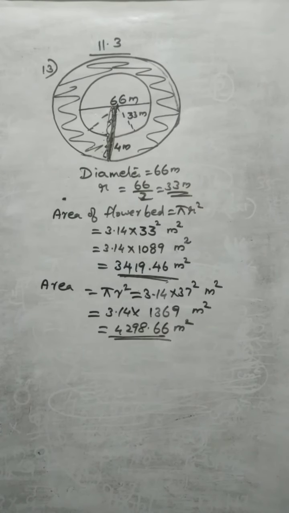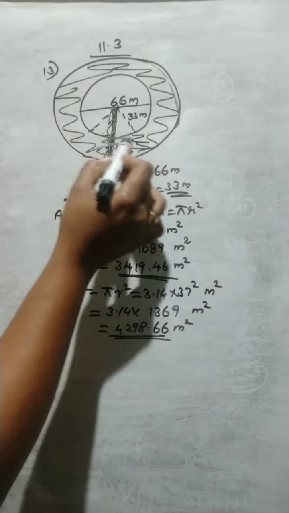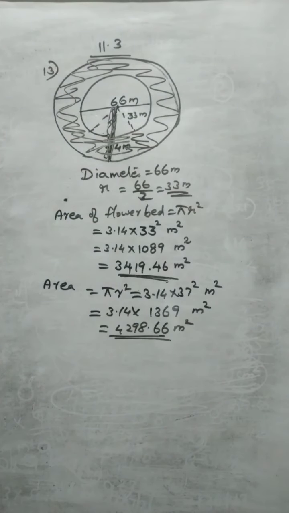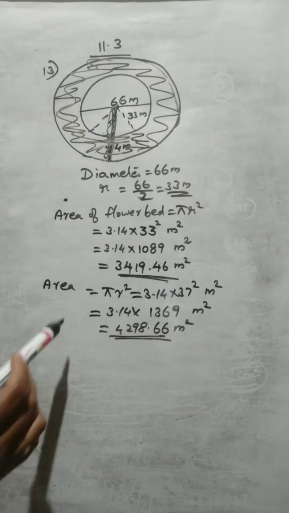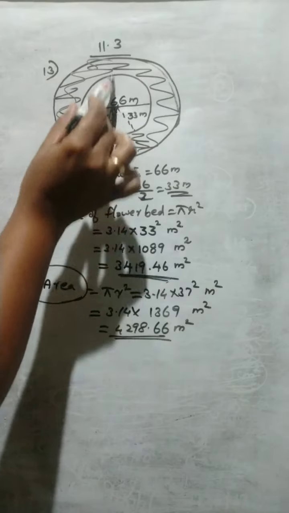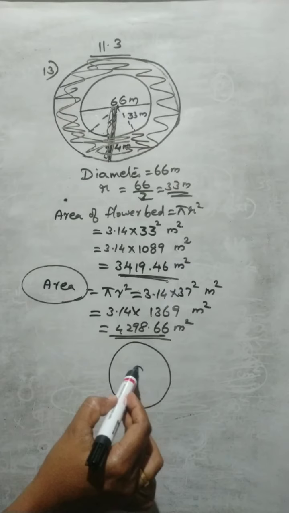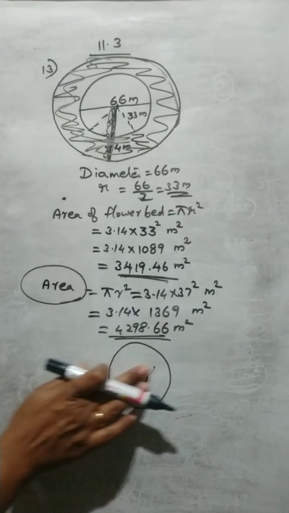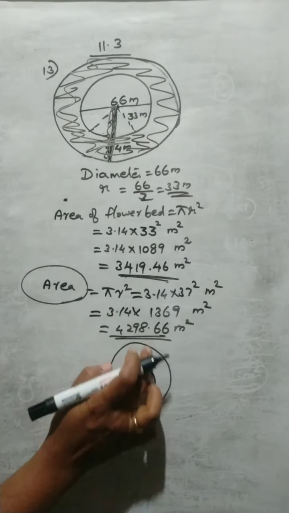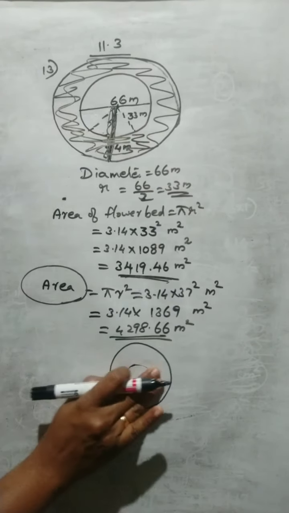Then area of path. What is the actual question? We have to find the area of this shaded part. That is the total minus the area of flower bed. Then we will get it. Here this was the total. Then this we have to avoid. This was the removed area. Then we have to find this one: total minus cut piece or removed area.